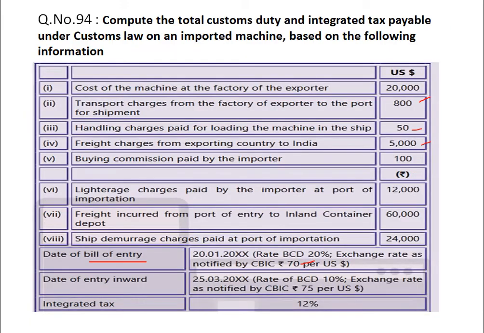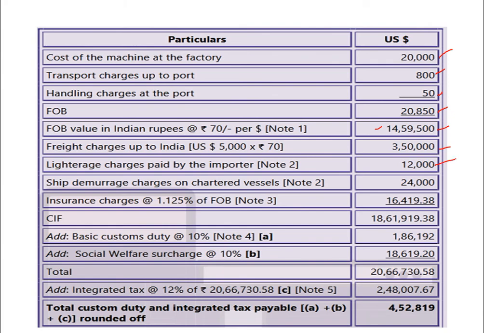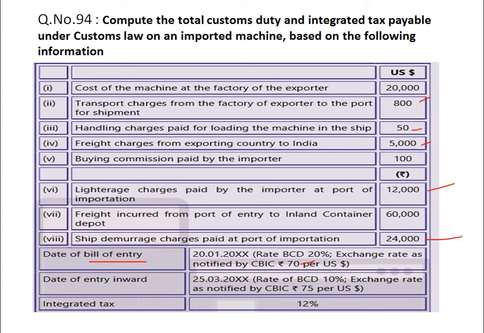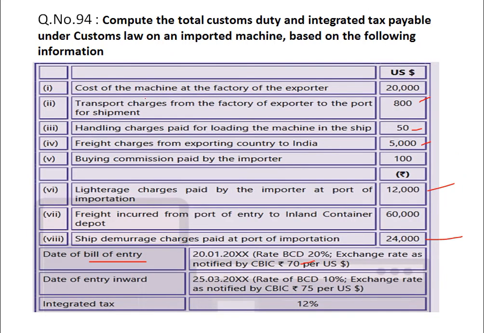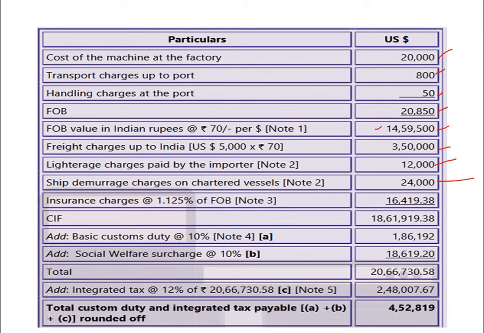Later, landing charges given in the problem are 12,000. Then ship demurrage charges given are 24,000. Insurance is not given in the problem, so you should take insurance at 1.125% of FOB. So your CIF is this amount. On the CIF, 10% BCD, and on this BCD 10% surcharge. On the total, you apply 12% integrated tax, then you find the tax amount. So this was the answer.